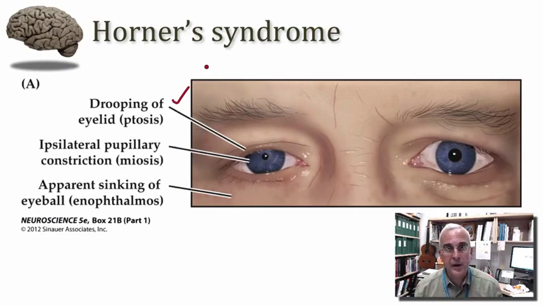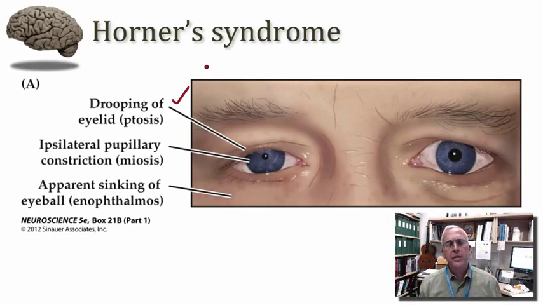than the opposite side. Now, if you were to ask the patient about their sweat response to hot environments or to exercise, you may discover that the side with the smaller pupil doesn't actually seem to sweat as much as the opposite side of the face.